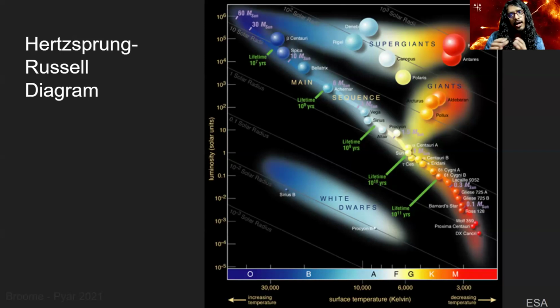Smaller stars, on the other hand, don't have as much fuel, but they burn it very slowly. It's a slow burn, it's sustainable, and they spend much more time in the main sequence. So that's the HR diagram. A lot of information here.